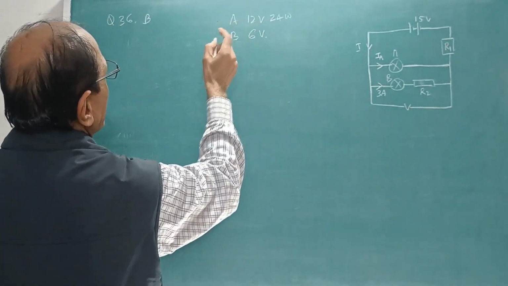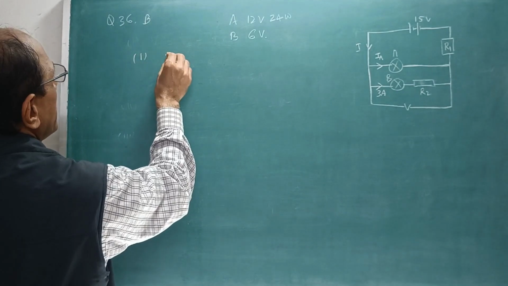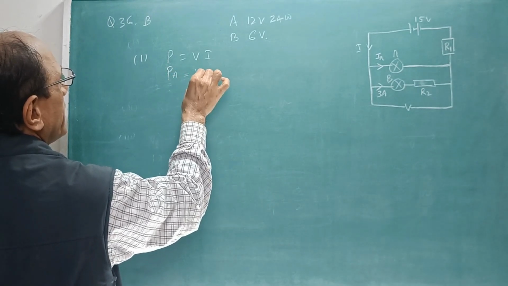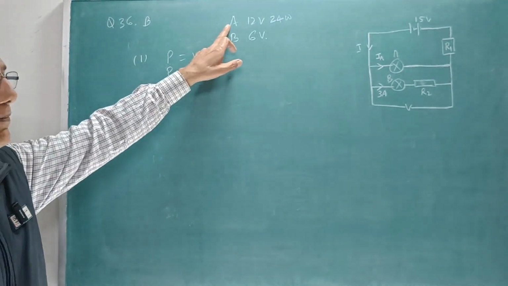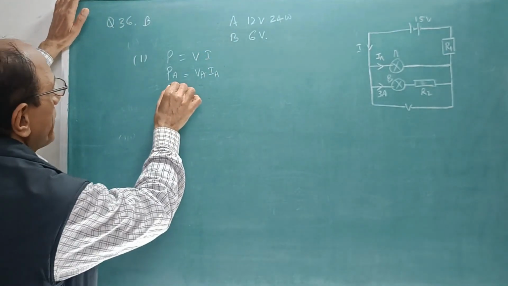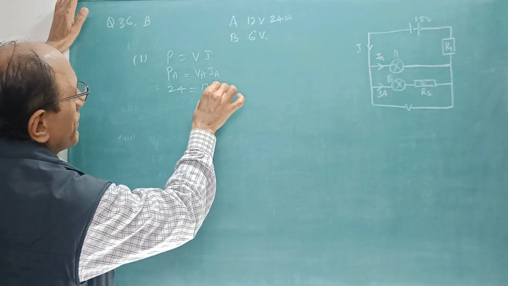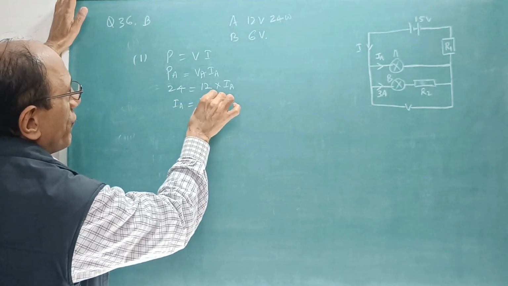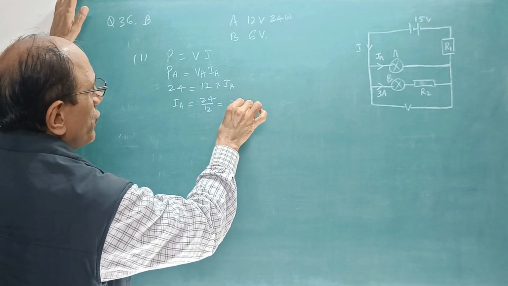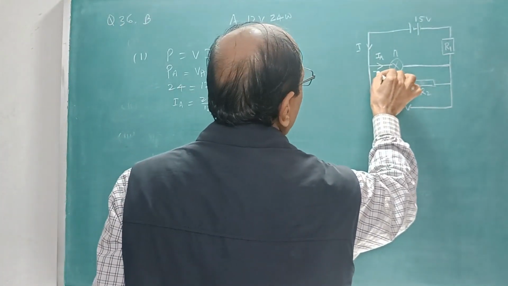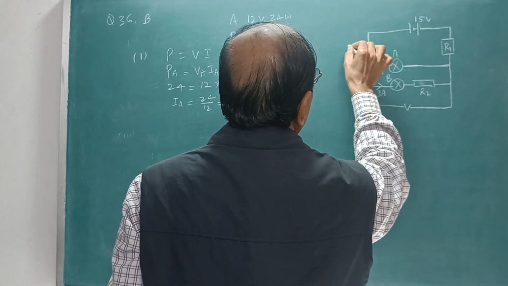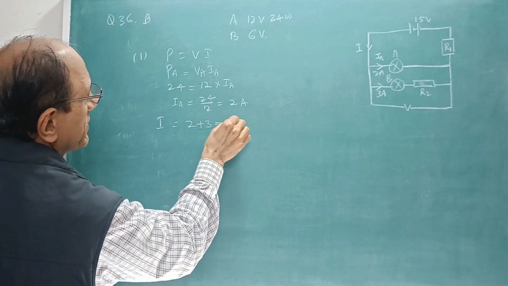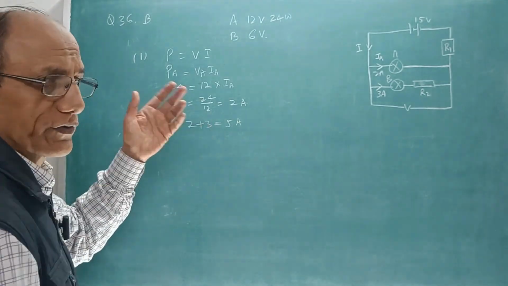This is the rating, and when it is rated fully, that means P equals VI. So in that case, PA will be equal to VA into IA for lamp A. PA is 24, VA is 12, so IA will be 24 divided by 12, that is 2 ampere. So the total current I will be equal to 2 plus 3, that is 5 ampere. That later on we will be using it.